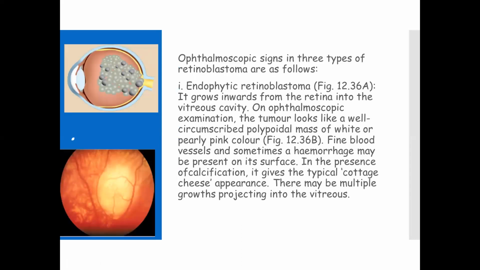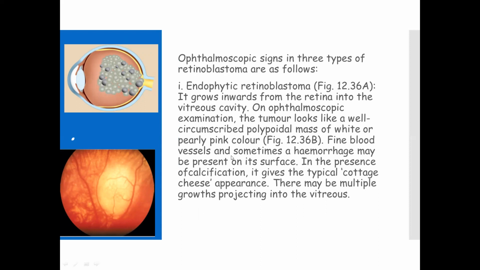So ophthalmoscopic signs that are seen in three types of retinoblastoma are as follows. One, endophytic retinoblastoma. This one grows inwardly from the retina into the vitreous cavity. If you're able to notice this tumor, it's growing from the retina into the vitreous cavity. You know, this is the vitreous cavity, right?